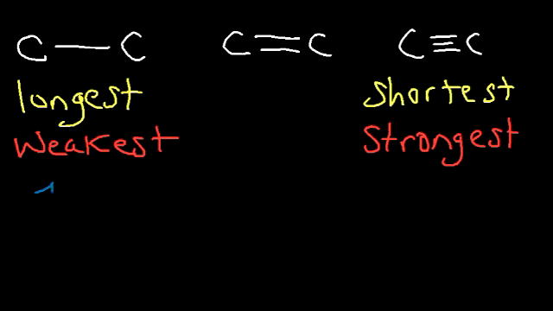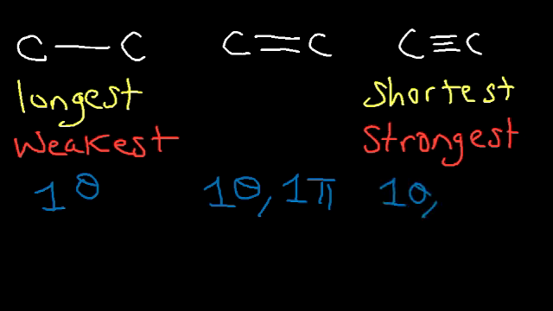So the single bond only has the sigma bond, the double bond has the sigma and a pi bond, but the triple bond has 1 sigma and 2 pi bonds. So that's why the triple bond is stronger. But if you were to compare an individual sigma bond to a pi bond, the sigma bond is stronger than an individual pi bond. It's harder to break a sigma bond than it is to break a pi bond.